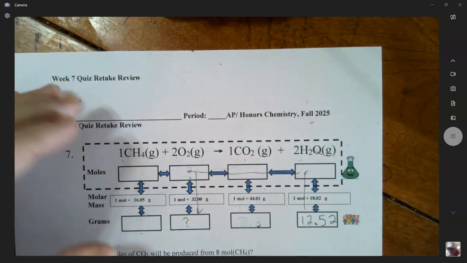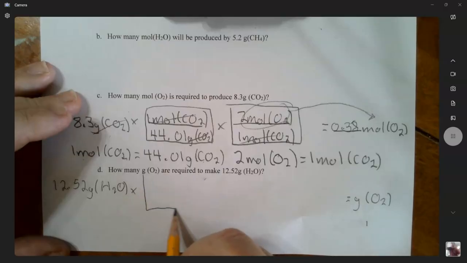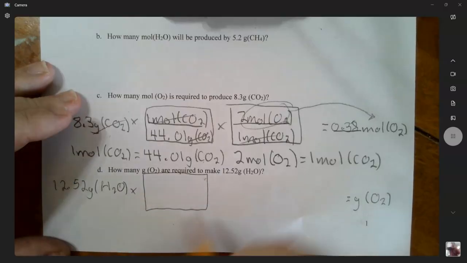So that's 3 arrows, 3 boxes. So we'll write the equation. 1, and 2 and 3.